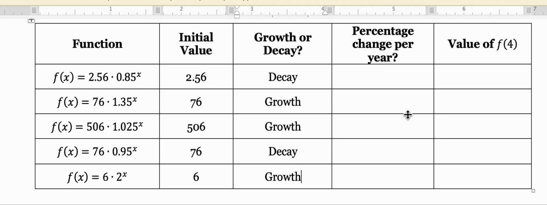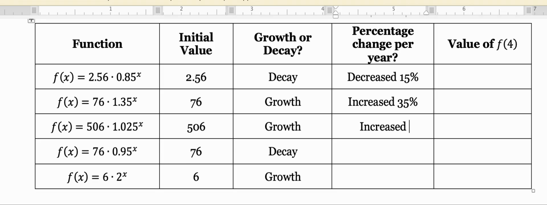Okay, percentage of change per year. Okay, so it went down, right? 15%. So it decreased 15%. It increased, right? 35%. I'm just looking at where the decimal spots are. Okay, so you move it 2 spots. So this increased 2.5%, because I moved it 2 spots. It goes between the 2 and the 5, right?